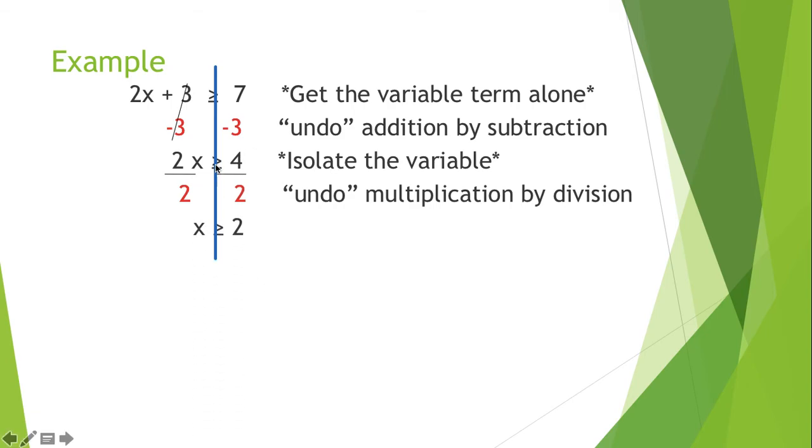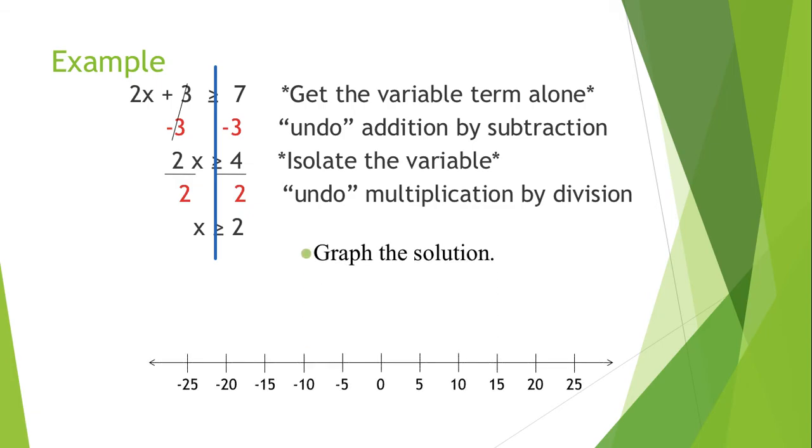Now here, shall we flip the inequality sign? No, because we are not dividing by a negative number. Graph the solution. It says x is greater than or equal to 2. That means 2 is included and 2 will be in between 0 to 5. It says greater than, so it moves towards the right side.